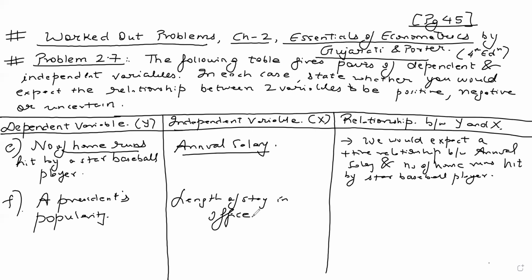So again, if I go by the second judgment, I would expect the relationship between the two to be negative, because the longer you stay in charge, higher is the tendency to look at the black spots. Black spots means the mistakes you have done over your tenure, which might cause your popularity to go down.